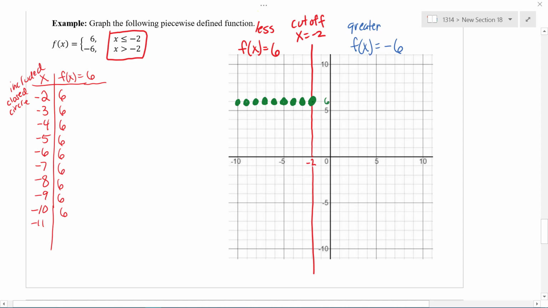Now remember, we could keep going, so I'm going to connect all of those closed filled-in circles, and then I'm going to put an arrow to indicate that the graph could keep going to the left forever, but I'm just going to indicate that with an arrow.